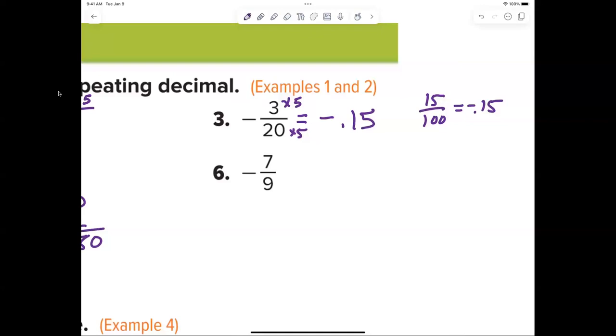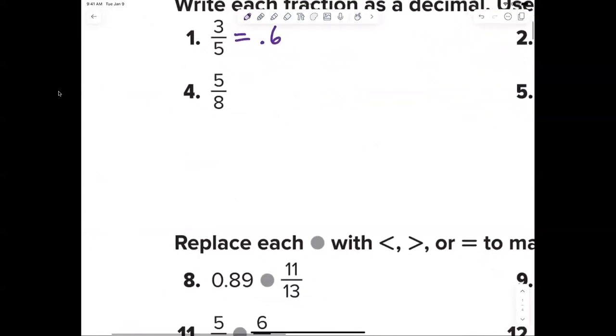Anybody have any problems so far? All right, let's continue on. Number 4, we did 5/8 already. So look on your notes. 5/8 is what? 0.625. Everybody say it. 5/8, 0.625. I want you to have that memorized. All right, that'd be good if you knew the eighths. All right, it's good to know the fourths and the halves. All right, and the eighths.